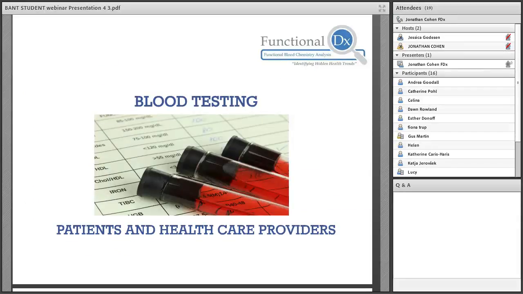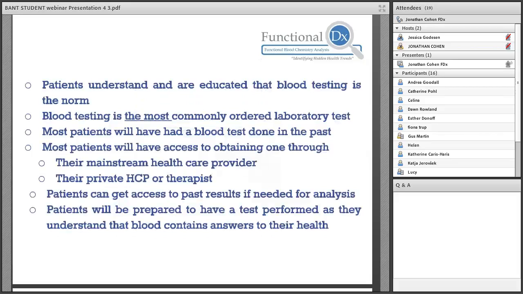And so if we move on to this subject of blood testing and patients and healthcare providers, we know that patients understand, and they're educated, we're all educated, that blood testing is the norm. You go along, you stick out your arm, somebody comes in, they suck out the blood, it goes away. Mysteriously, the results appear on a piece of paper, and doctors tell you, don't worry, everything's fine, you're fantastically well, you've got nothing to worry about, whether you feel it or not.